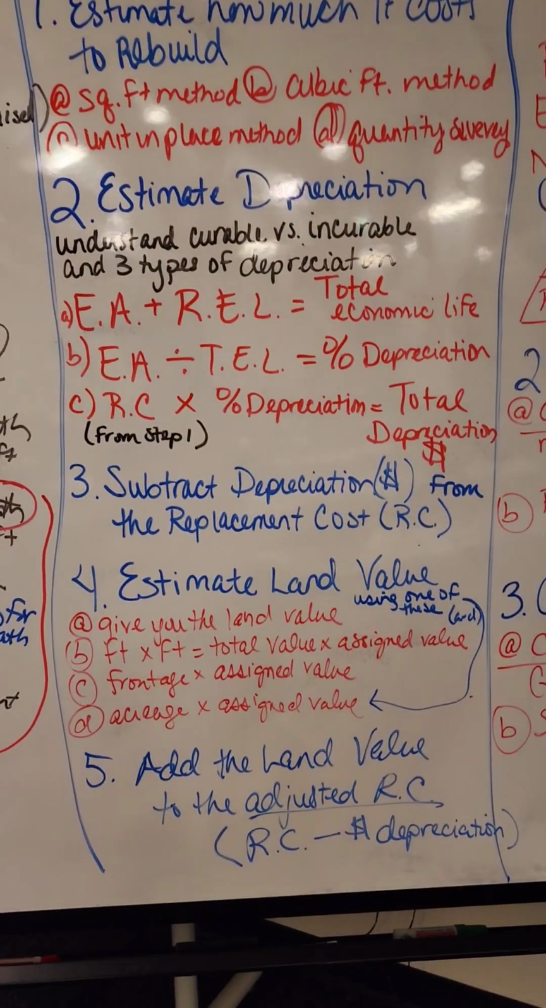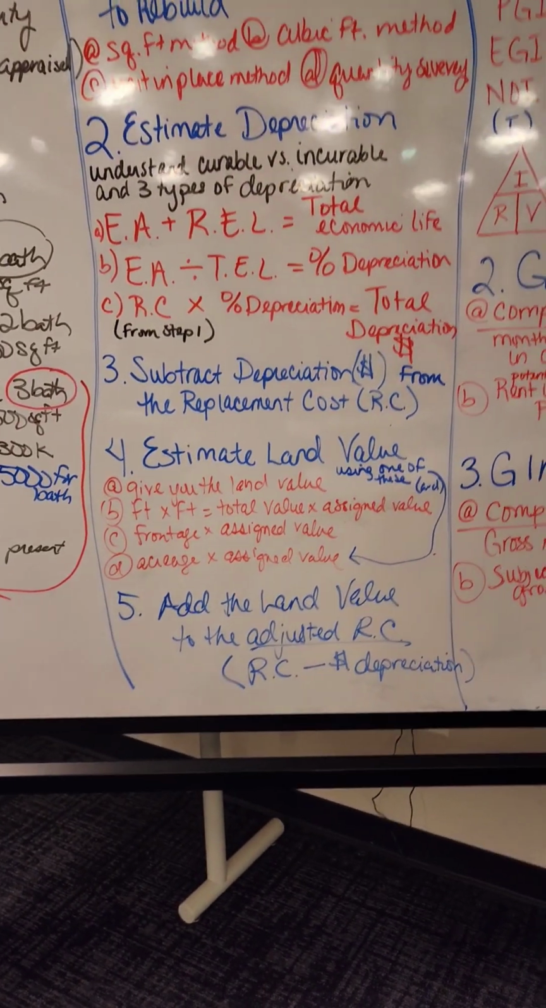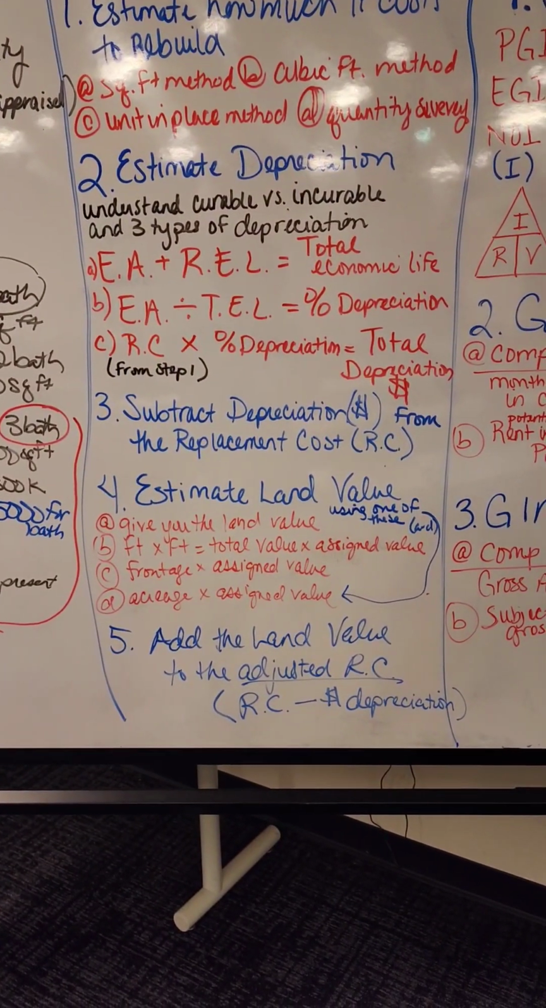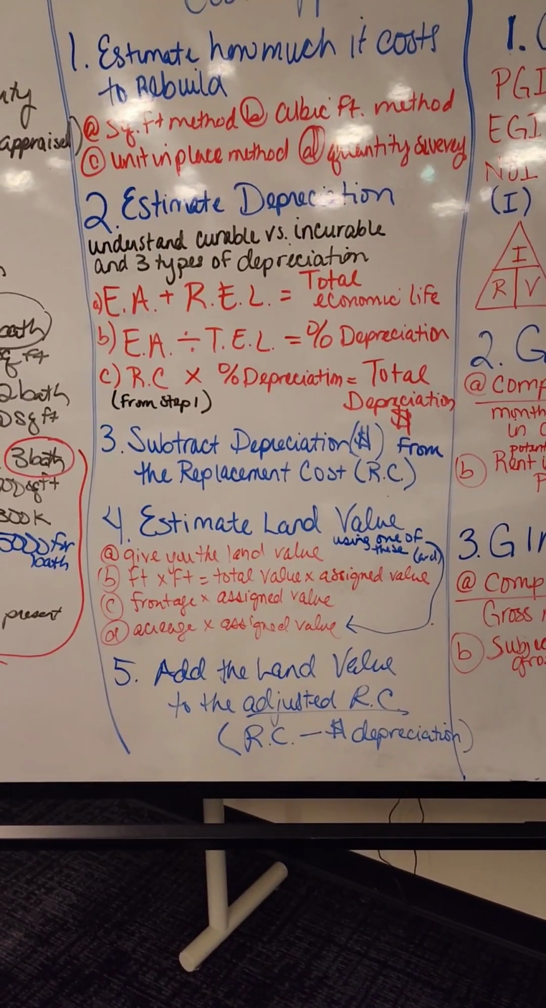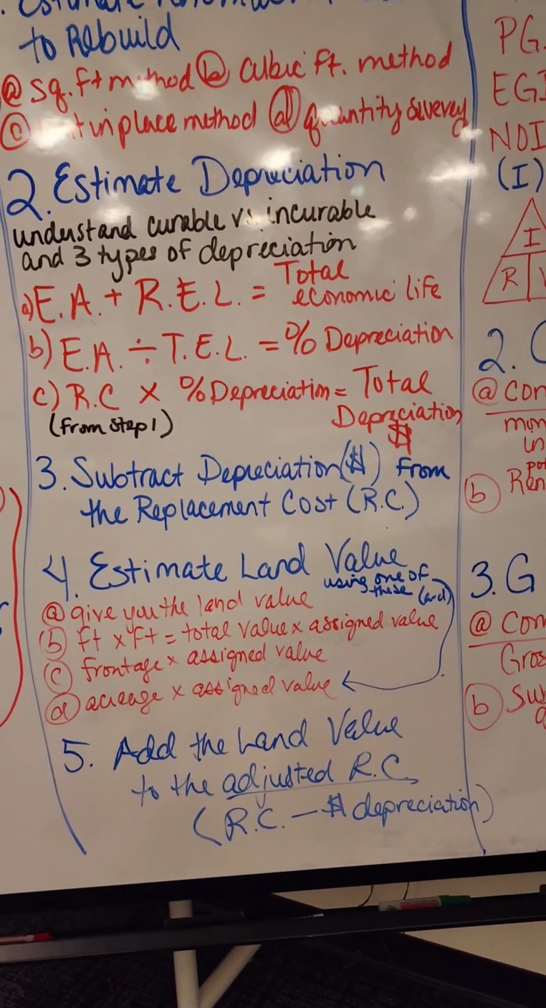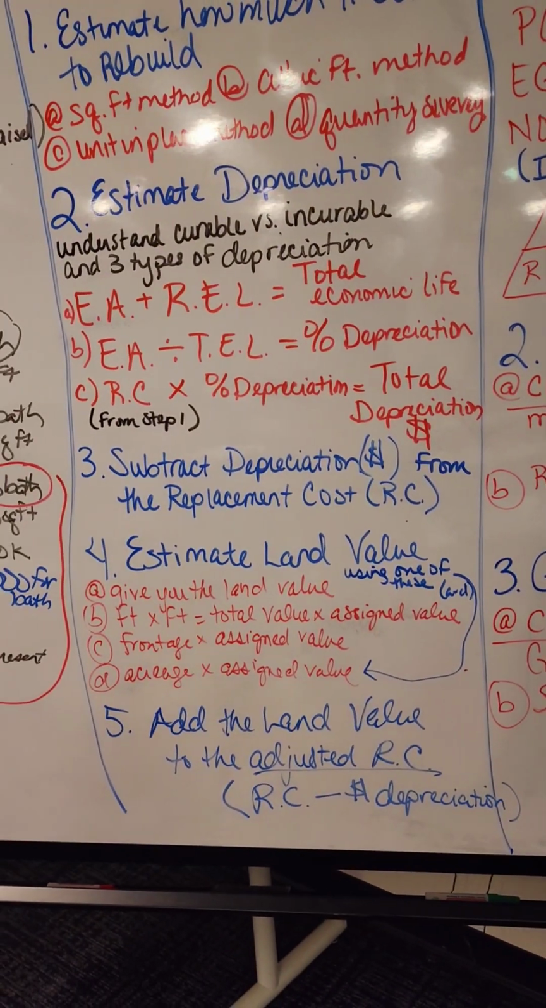The second step is the estimating of the depreciation. When we talk about depreciation, you have to understand curable versus incurable. Does it make money sense to fix something on a property? If it does, it would be curable. If it doesn't make money sense, or it would be a waste of funds, that's incurable.